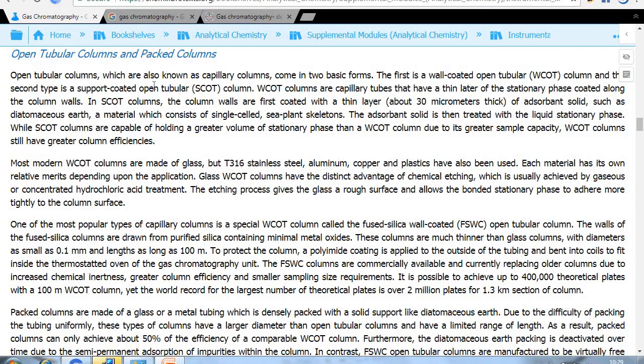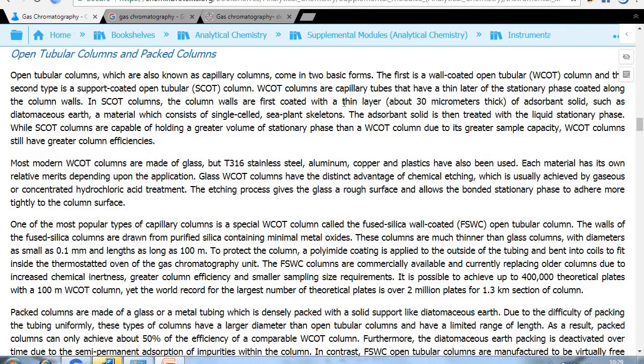There are two basic forms of column. The first one is called the capillary column. It is also called the open tubular column. Okay, and this is classified into two types, that is wall coated open tubular column and support coated open tubular column. The wall coated open tubular column has a thin layer of stationary phase which is coated on the column walls as such.